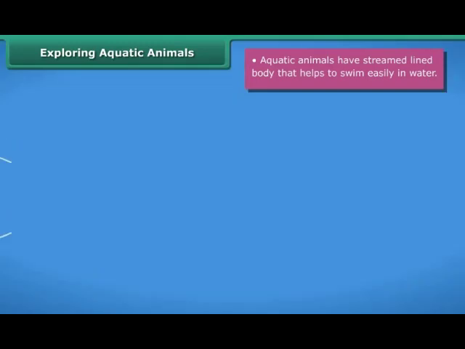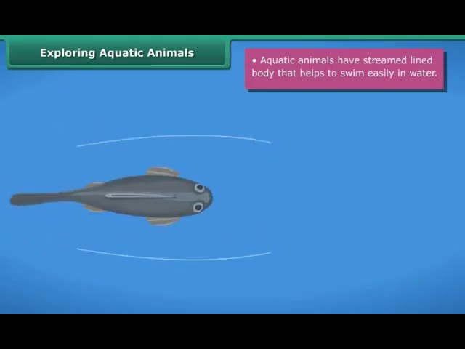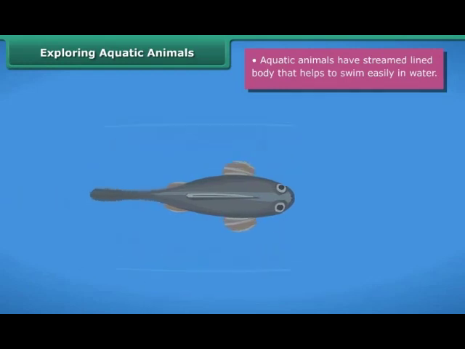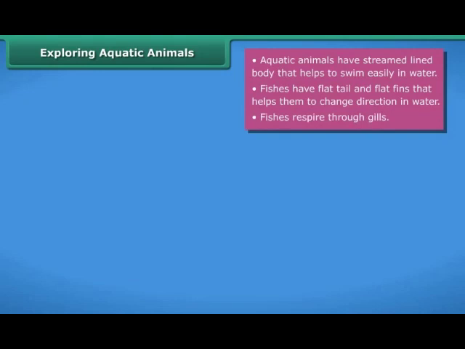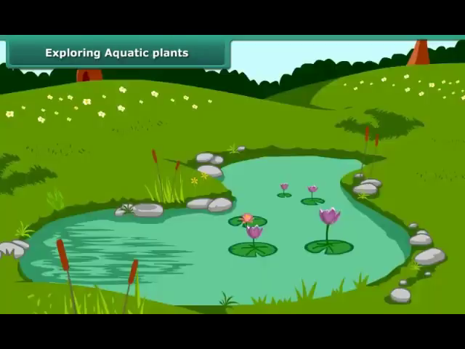habitats. Aquatic animals like fishes have streamlined body that helps to swim easily in water. Fishes have flat tail and flat fins that help them to change direction in water. Fishes respire through gills. Students, you might have seen lotus floating in ponds and lakes.